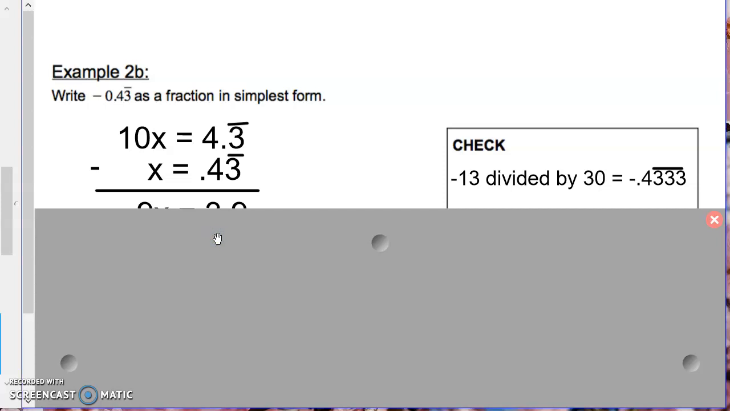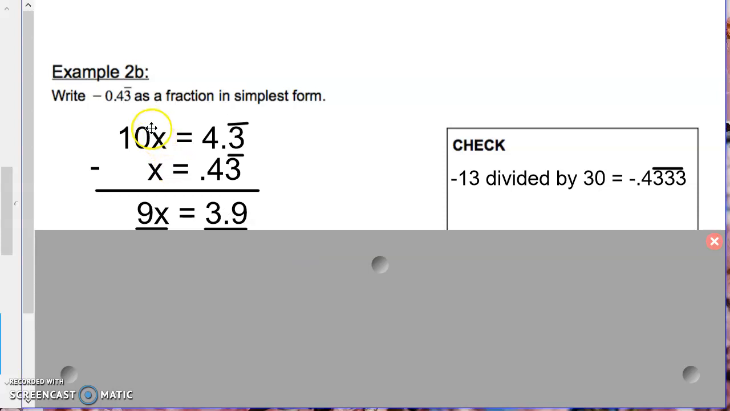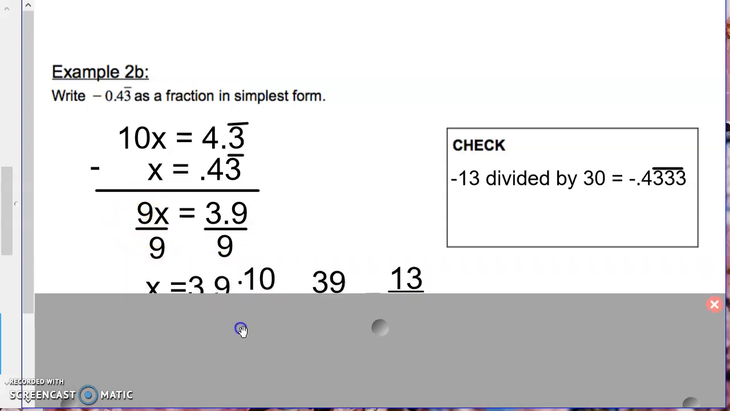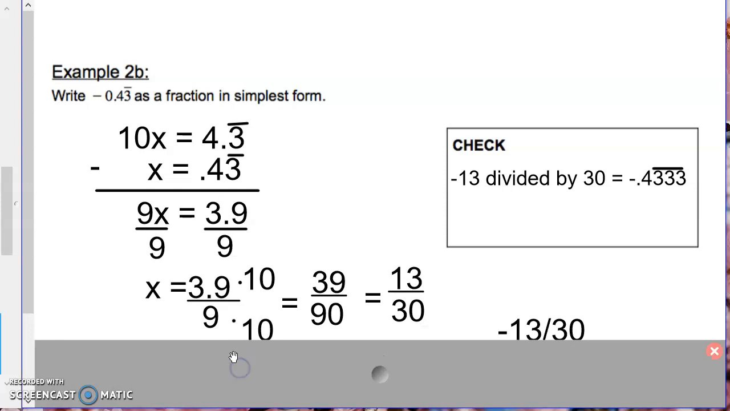So that would be 4.3 minus 0.4, which gives me my 3.9. And obviously 10x minus x is 9x. Then I divide by 9 on both sides. So the 9's cancel and I'm left with 3.9 over 9. Well, I can't have a decimal over a fraction, so I'm simply going to multiply by 10 on top and bottom. And that gives me the fraction 39/90ths.